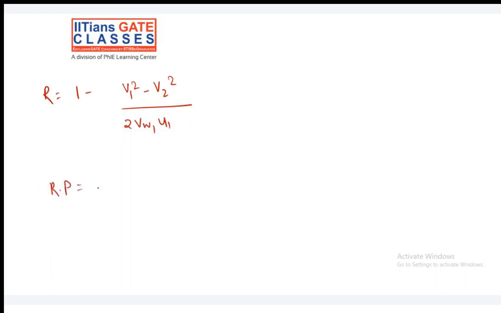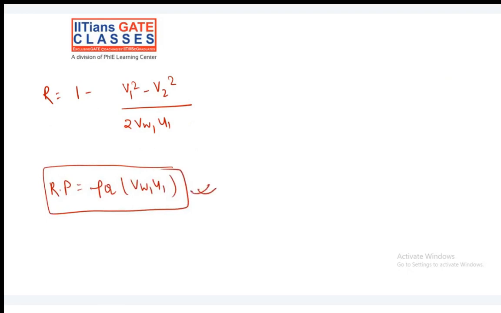Runner power, we can summarize, is rho Q VW1 U1. If we have information, then only we will use otherwise, most of the time in the ideal case, the runner power is rho Q VW1 U1. Why? Because VW2 is directly 0. And why is VW2 0? Because in order to utilize the maximum part of kinetic energy, your V2 should be minimum. And when V2 is minimum, it is exiting axially. Okay, so axial exit.